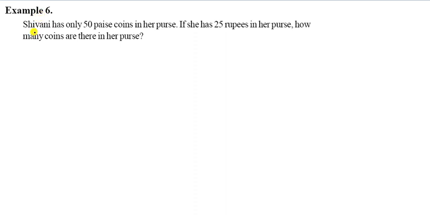Now example 6. Shivani has only 50 paise coins in her purse. If she has 25 rupees in her purse, how many coins are there in her purse? Let there be x coins.